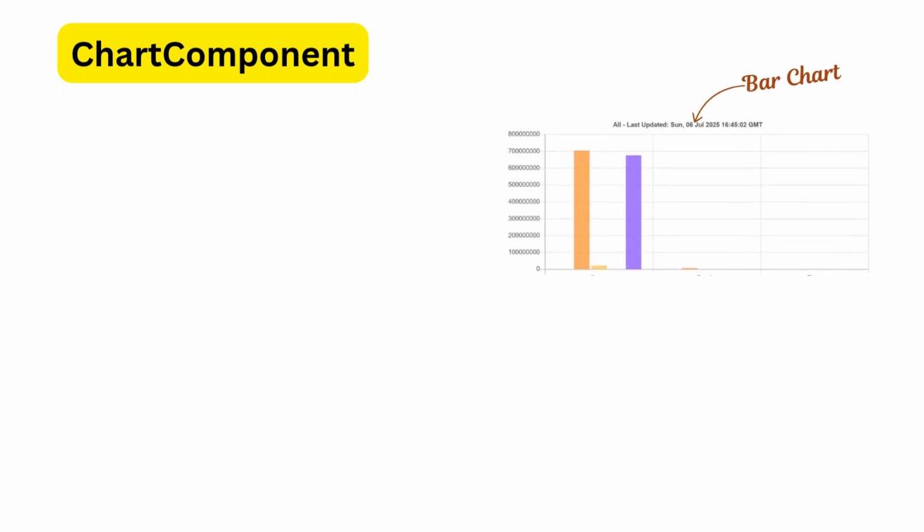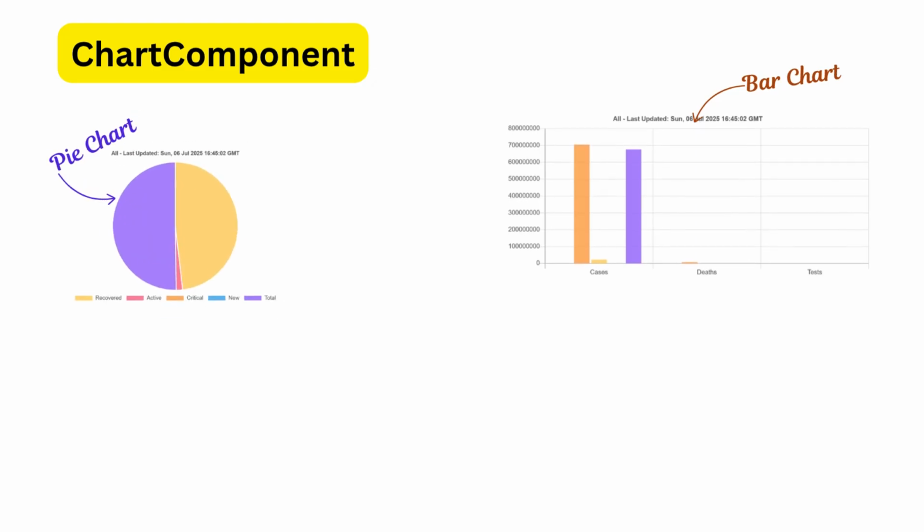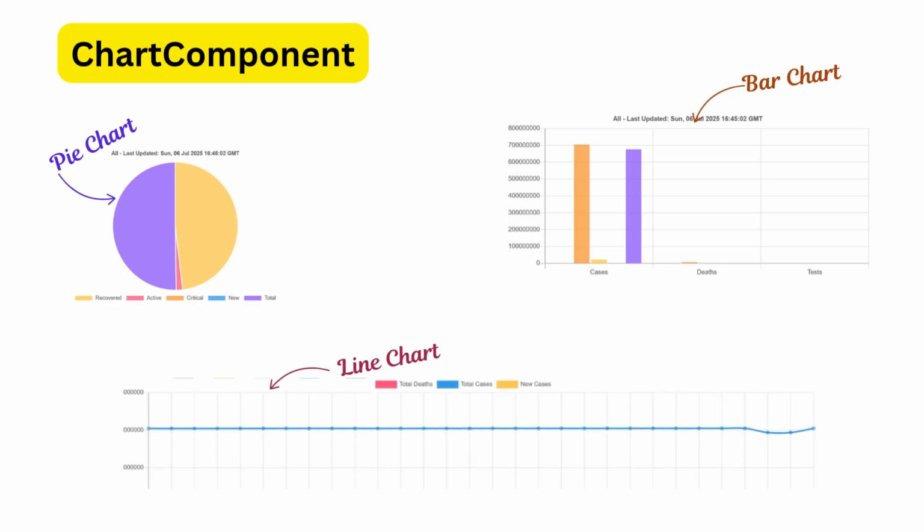First, we need to get the data. From our main component, we receive the country that was selected in the list component. Now let's look at the UI. We are going to display the charts on the UI. We are going to display 3 charts: a bar chart comparing cases, deaths, and tests, a pie chart breaking down case distributions, and a line chart showing historical trends.